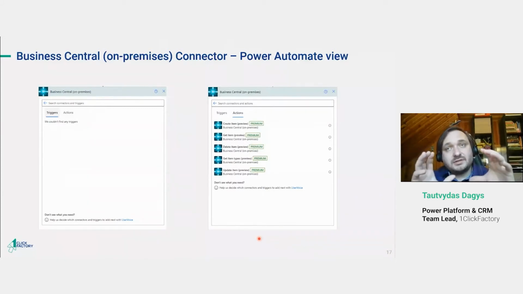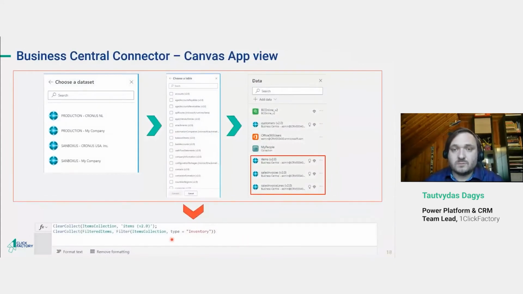But now, as I explained, the same connector is used for Power Automate and Canvas apps. So let's take a look at how this connector can be used in a Canvas app. And here we already have a difference, both good and bad, because we gain some extra functionality, but we lose something else. So when we try to add a data source of Business Central in a Canvas app, first we are asked to select our environment instance and also the company. So we select the company, and then we get the list of all possible tables.